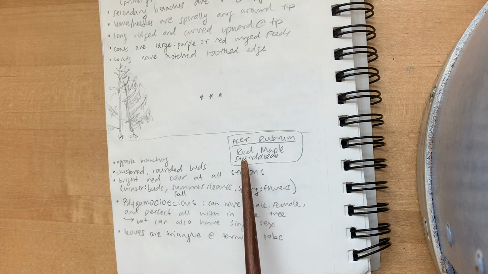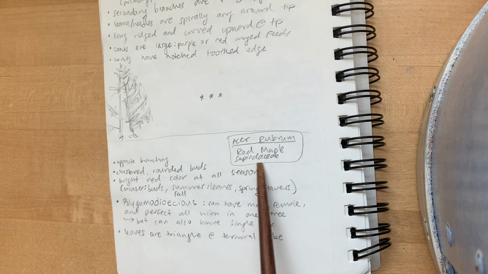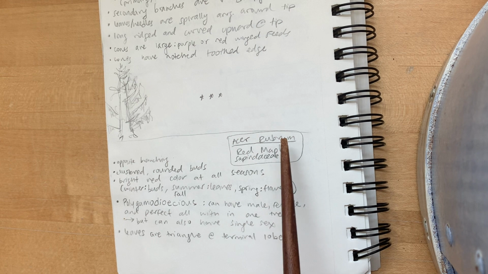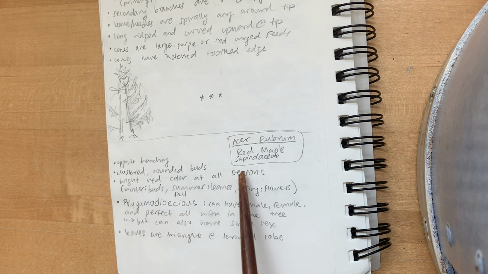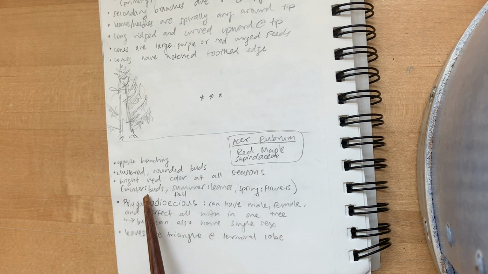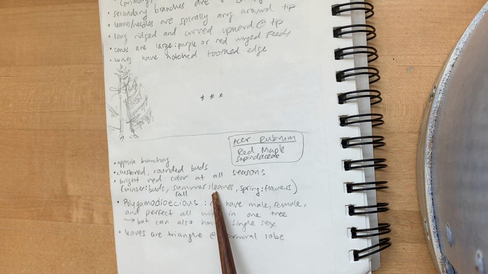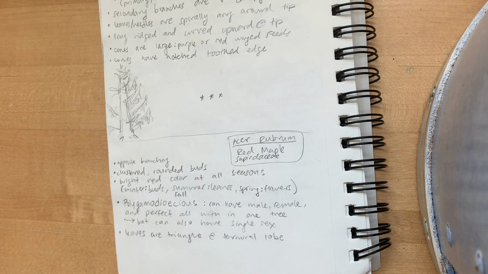Acer rubrum, red maple, again in the Sapindaceae, as all maples are. And you'll see that all maples start with the Acer. Acer platanoides, Acer rubrum, Acer saccharum, which is a sugar maple. And of course, opposite branching as all maples have, with clustered, rounded buds that are bright red color in all seasons. In the winter, you'll see buds. In the summer, you'll see leaves. And in the spring, you'll see flowers. And fall as well, you'll see leaves. And those will always be red.